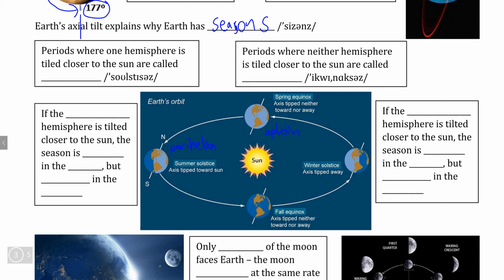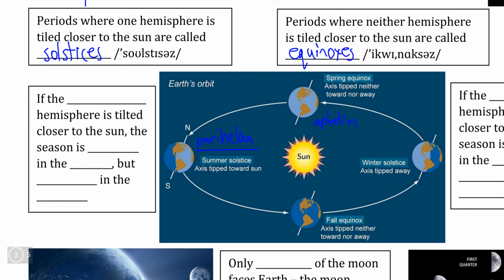So points at which the Earth is at perihelion, the farthest point from the sun, are what we call a solstice, while points where Earth is at the aphelion are what we call equinoxes. And we're going to explain what the significance of these is depending on what season we're in, which in turn depends on which side of the Earth is facing closest to the sun.